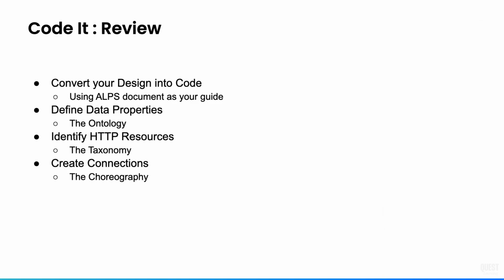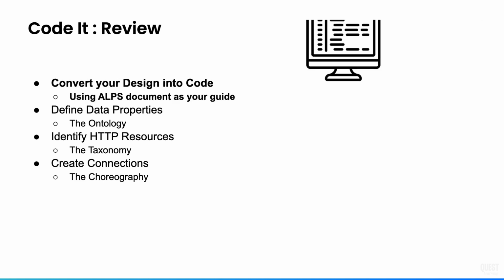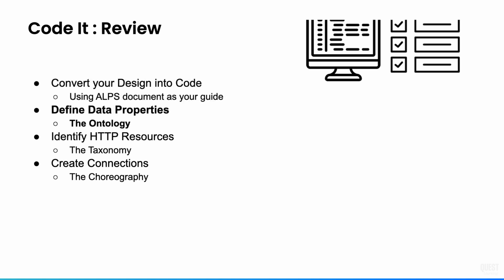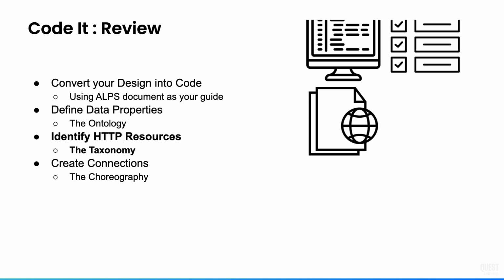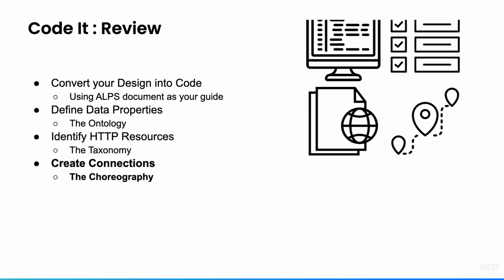All right, let's review. This whole process has been about turning our design into code. So the first step is using that ALPS document and locating things like all the data properties, all the resources, and all of the actions or choreography inside that document. And that's exactly what we did. We found all the data properties, which were ID and title and status and due date. We identified the resources such as home and collection and item. And then we created connections between the home and the item and the collection and the list and all the other actions that we possibly could imagine that a client might do.